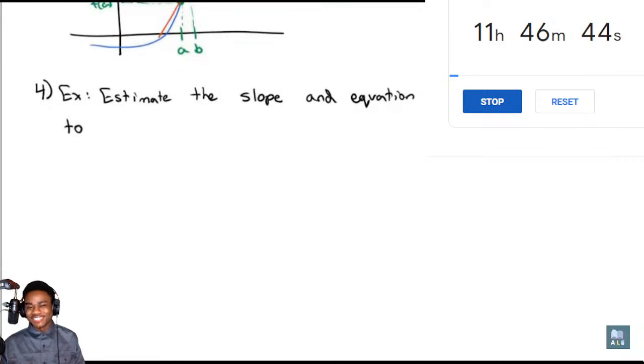I haven't slept at all since yesterday. To the tangent line, the function f of x equals 2x squared minus 3 at the point 2, 5.